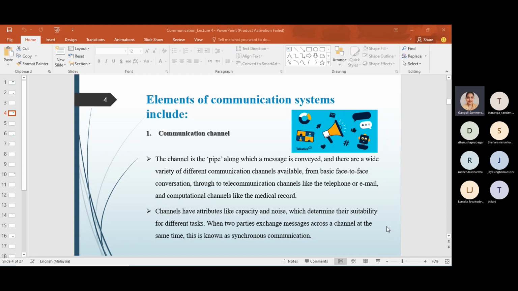Okay, so I'll make the question easier for you guys. Let's take a telephone conversation and an email conversation. These are two different channels. So how can these two be different? How can a telephone conversation be different from an email conversation? Email is the written communication, and the telephone is the verbal communication.